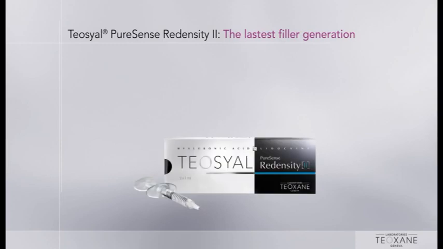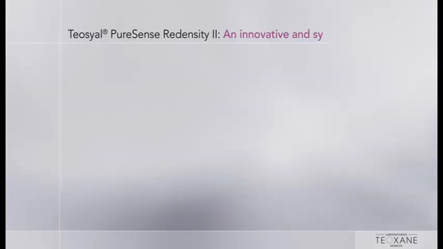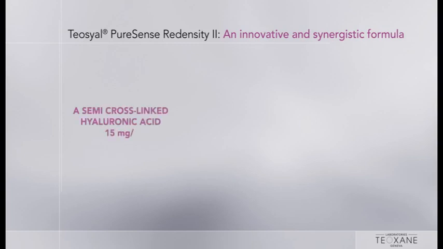Redensity II is the latest generation of fillers designed by Teosyal Laboratories R&D department. Redensity II is a different hyaluronic acid-based injectable gel, specially dedicated to the treatment of R circles with a natural, long-lasting correction and an excellent clinically proven tolerance. The innovative and synergistic 3-in-1 formula of Redensity II combines different ingredients: a semi-cross-linked hyaluronic acid at 50 mg.